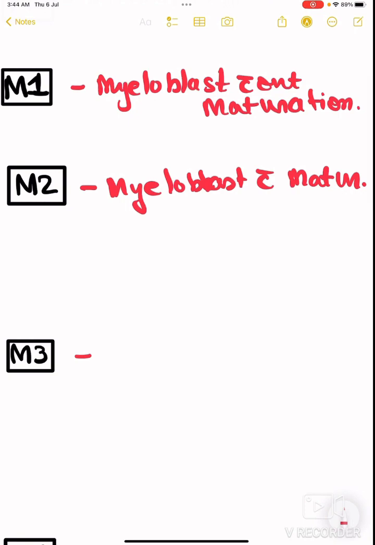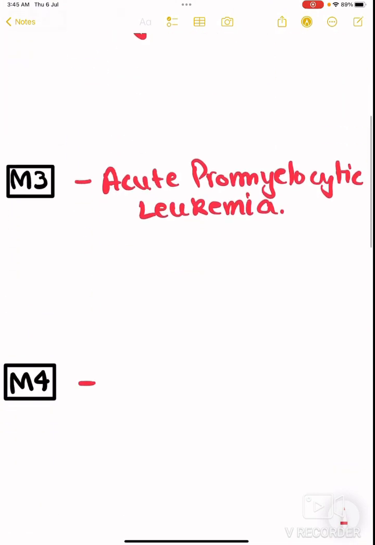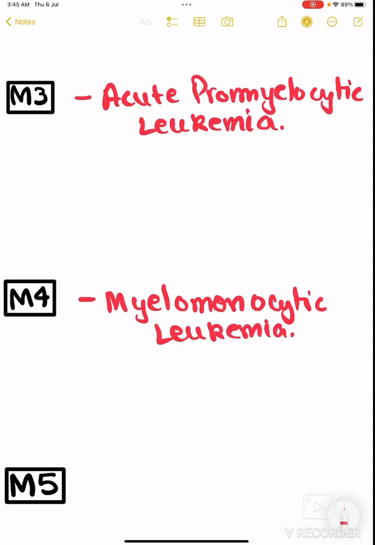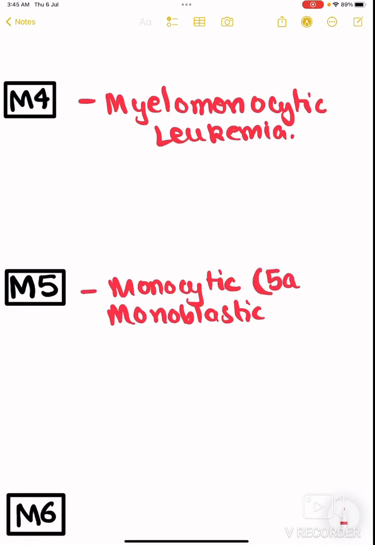Then M3. M3 is very easy and very important. It is acute promyelocytic leukemia. What about M4? M4 is myelomonocytic leukemia. M5 is monocytic or monoblastic. Monocytic, then it is 5A, and if it is monoblastic, then it is 5B.